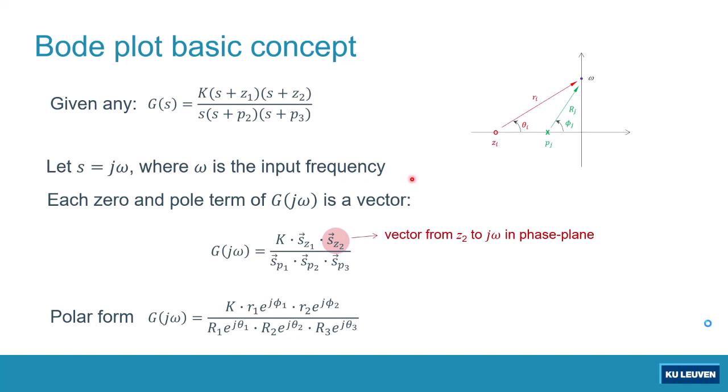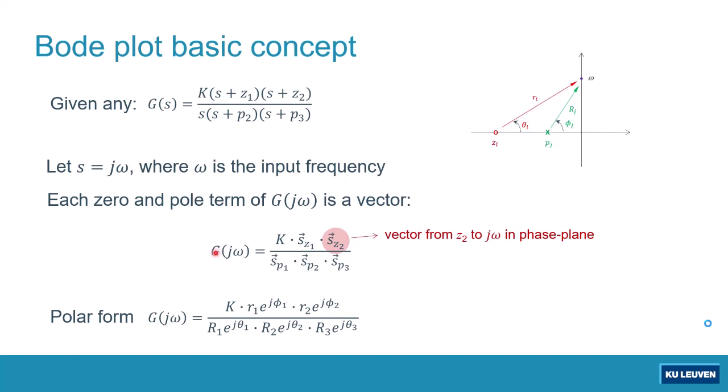For instance, if we want to find the magnitude of G(jω) at this particular ω, as well as the angle of G(jω) at this particular ω, what do we have to do? What is the relationship between G(jω) and G(s), the transfer function G(s)? The relationship will look like this.